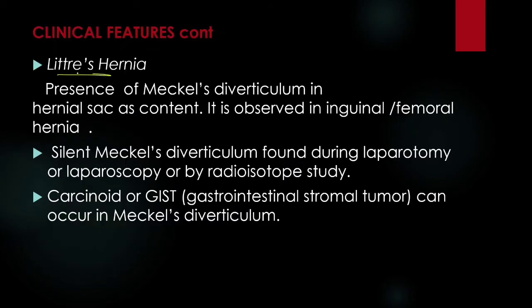What is Littre's hernia? There is presence of Meckel's diverticulum in the hernial sac as a content. It is observed in inguinal or femoral hernia. What is this silent Meckel's diverticulum? It is usually found during laparotomy or laparoscopy or by radioisotope study. Carcinoid or cyst can occur in Meckel's diverticulum, that is gastrointestinal stromal tumor.